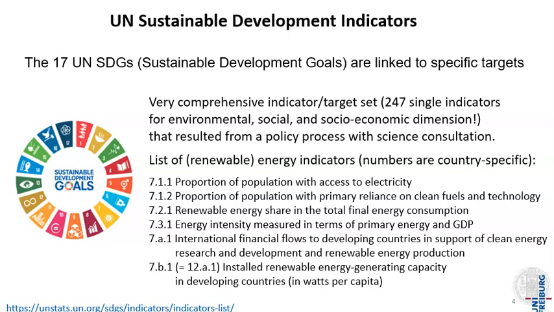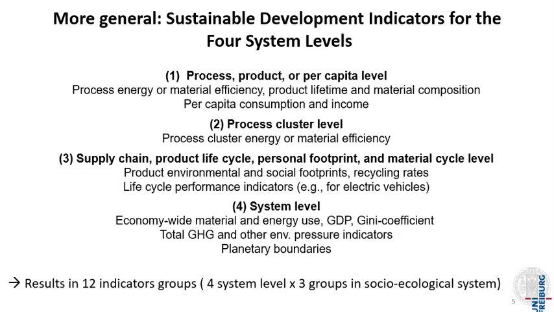So what we want to do in the main part of this lecture is to go through the 4 different system levels that we defined previously, which is the process, product, or per capita level first, so the very, let's say, local level for sustainable development. Then we have the process cluster level, so the industrial park, for example. Then we have the product supply chain, life cycles, and material cycle levels, the third one.